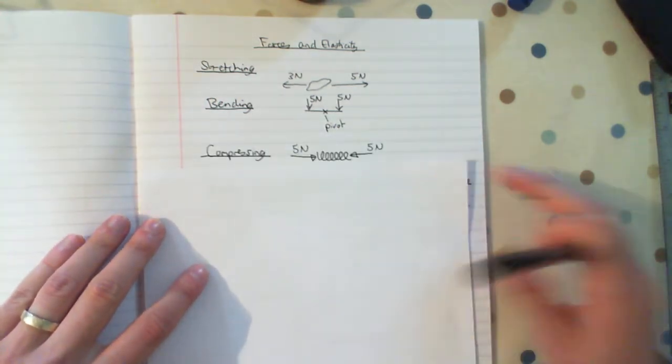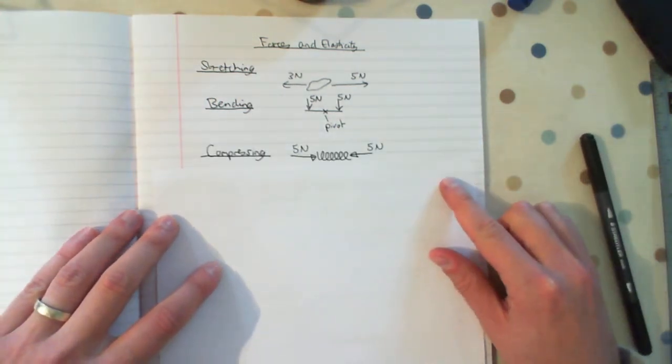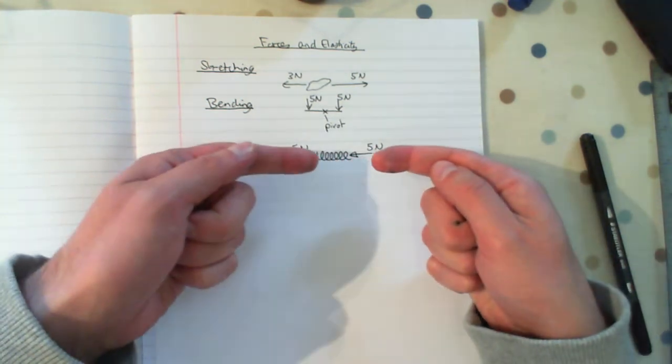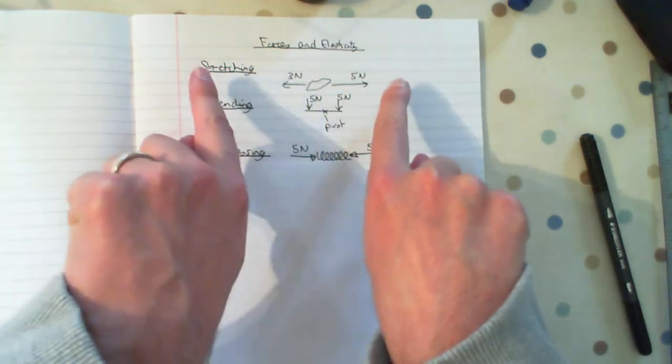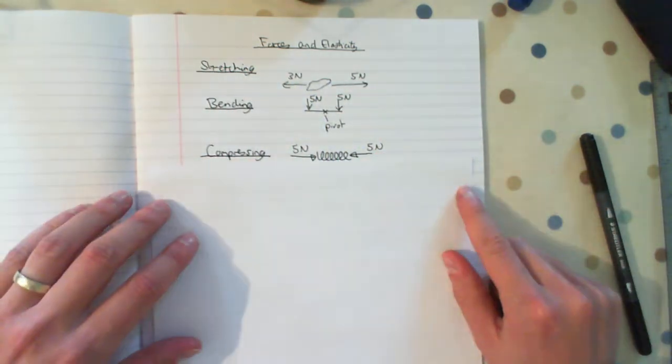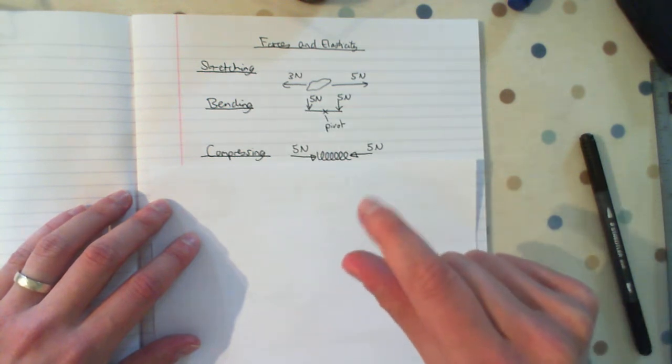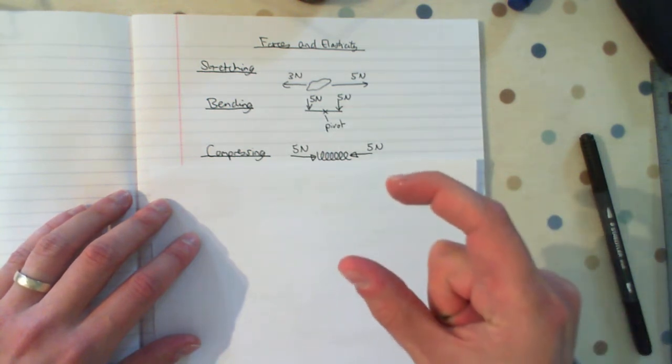We can compress, which is a scientific way of saying squash, if we put forces in opposite directions but coming towards each other. So if they're away, they stretch. If they're towards each other, the object will compress. For example, this spring, we can squash, we can compress springs by putting forces together.